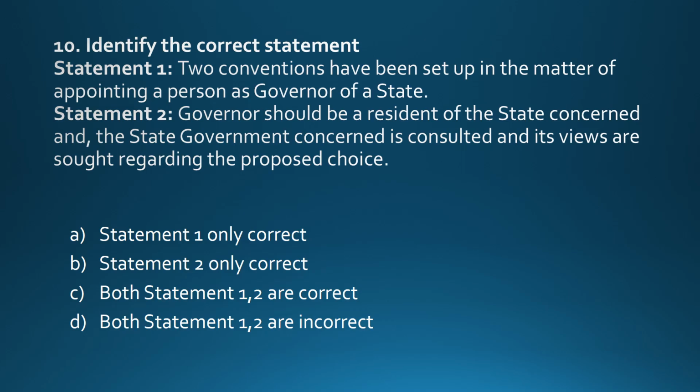Question number 10. Identify the correct statement. Statement 1. Two conventions have been set up in the matter of appointing a person as governor of a state. Statement 2. Governor should be a resident of the state concerned and the state government concerned is consulted and its views are sought regarding the proposed choice. Option A. Statement 1 only correct. Option B. Statement 2 only correct. Option C. Both statement 1, 2 are correct. Option D. Both statement 1, 2 are incorrect.